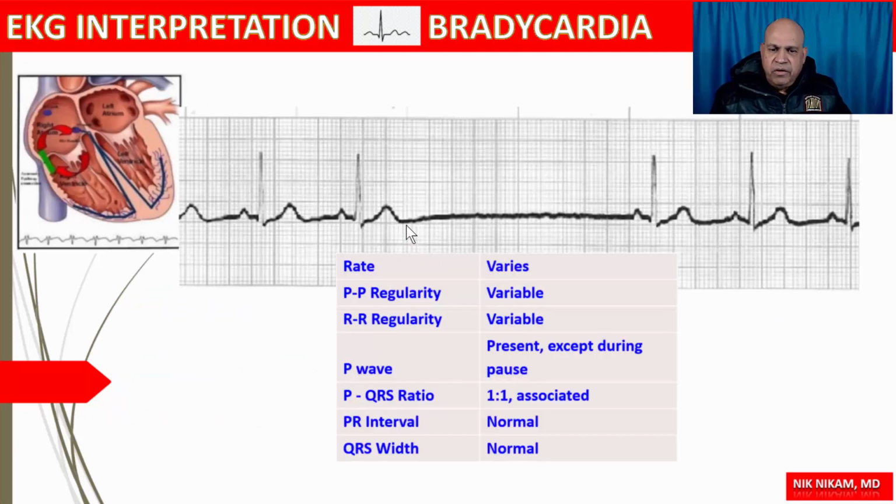Some of the features of long sinus pause include: here the PP intervals in the conducted beats are normal. The RR intervals, however, are irregular. The P waves may be present or the P waves may be absent. And in sinus pause, the pause is not usually a multiple of the PP interval. The P to QRS ratio is 1:1 when it is conducted. The PR interval is usually normal, unlike in patients with Wenckebach, and the QRS generally is normal unless there is an underlying bundle branch block.